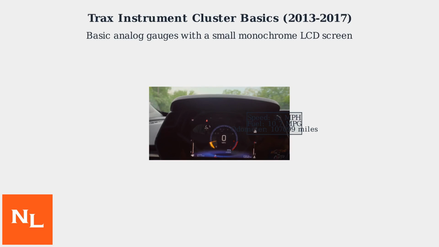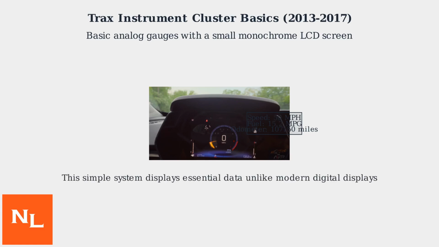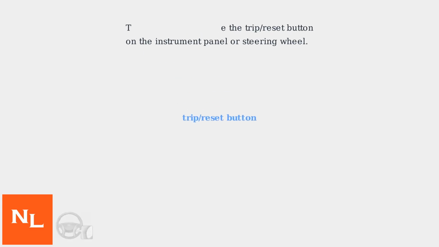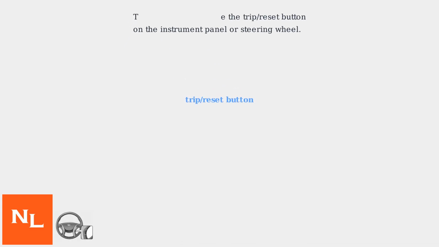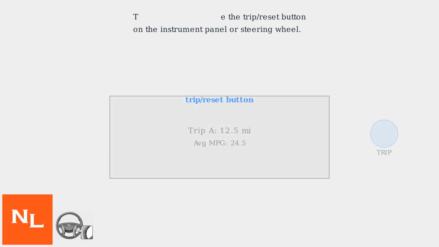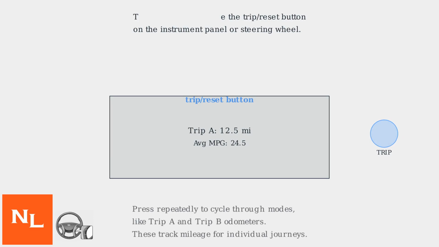Watch as the display updates with changing values. This is a simple system, unlike the advanced digital displays in newer vehicles. To navigate menus, use the Trip Reset button on the instrument panel or steering wheel if equipped. Press this button repeatedly to cycle through different modes, such as Trip A and Trip B odometers. These trip odometers are useful for tracking mileage on individual journeys.